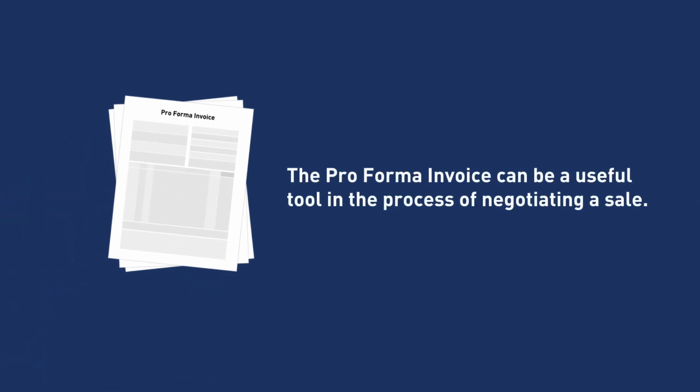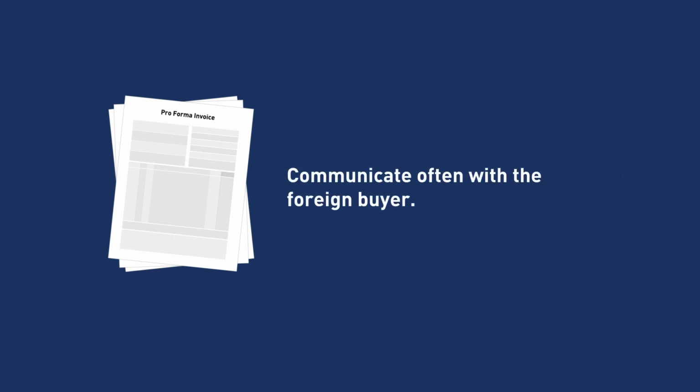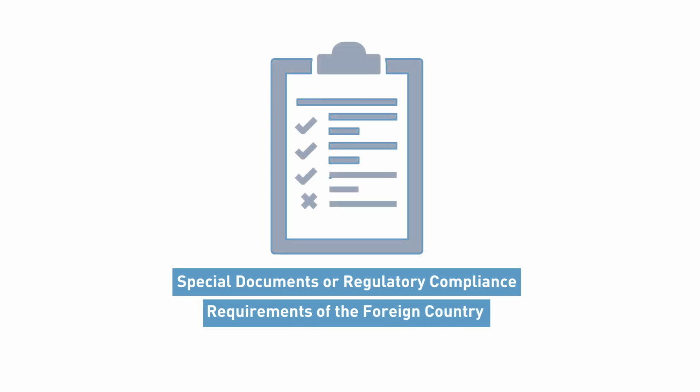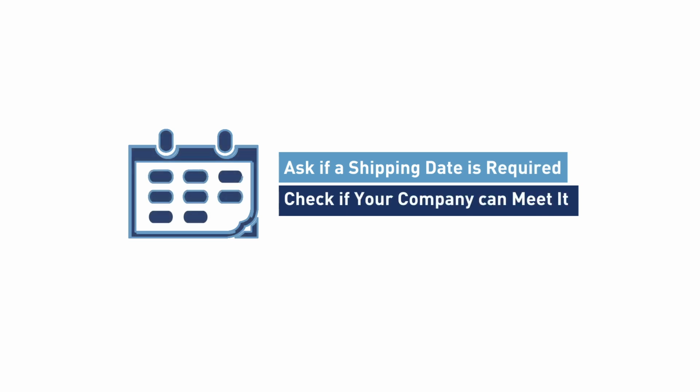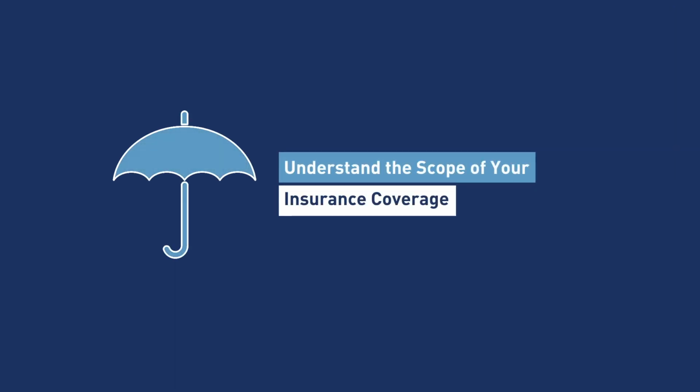The pro forma invoice can be a useful tool in the process of negotiating a sale. It's a good idea to communicate often with the foreign buyer in the earliest stages of a transaction. Find out if there are special documents or regulatory compliance requirements of the foreign country. There could be costly problems and delays if you don't know up front. Ask if a shipping date is required. If so, check if your company can meet it. Finally, understand the scope of your insurance coverage in case something happens before the buyer has received the goods.